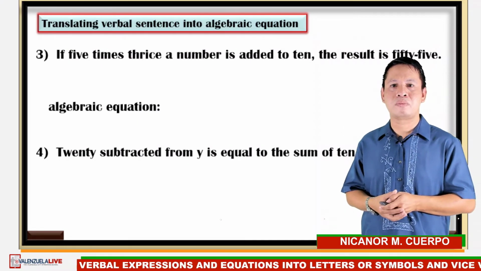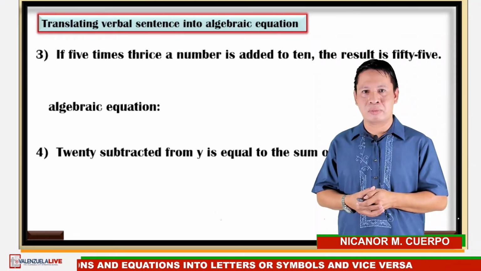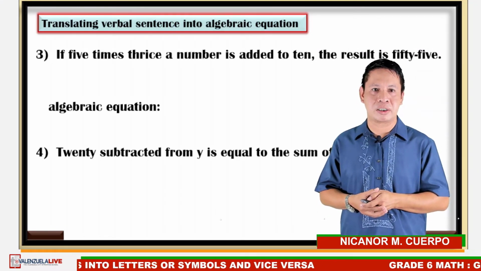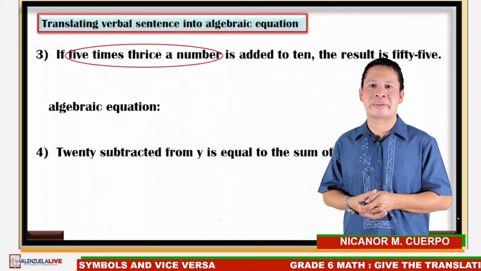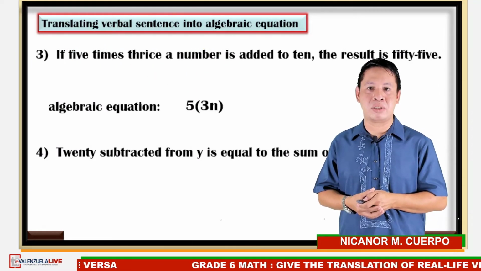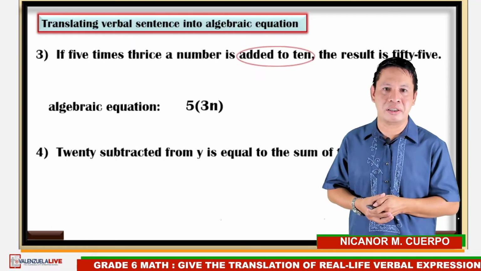Next. If 5 times thrice a number is added to 10, the result is 55. So, 5 times thrice a number, so 5 times 3n. Added to 10.